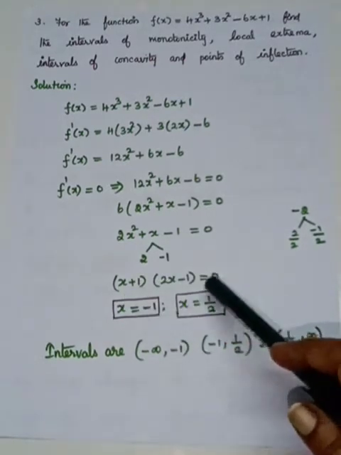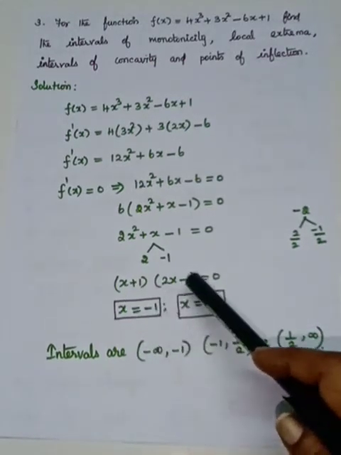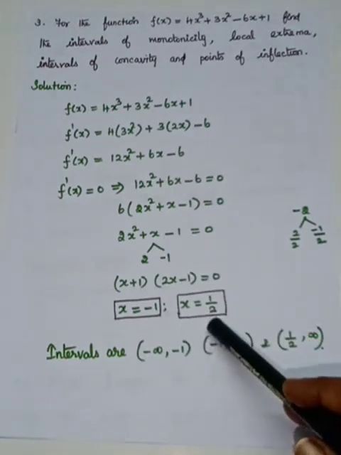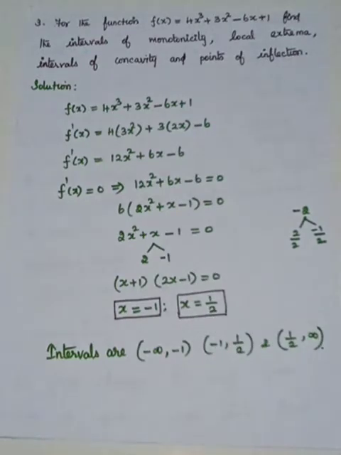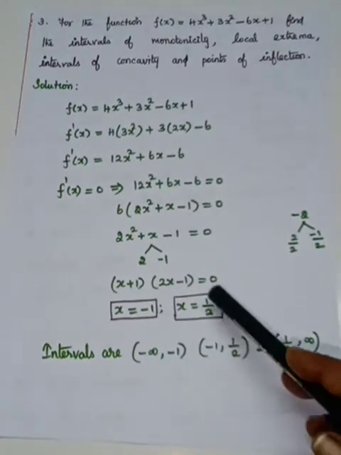So x plus 1 is equal to 0 means x is equal to minus 1. 2x minus 1 is equal to 0 means x is equal to 1 by 2. So we have found the points. After that, what you have to do? Using the points in ascending order, you have to find the intervals. So here you have minus 1 and 1 by 2.